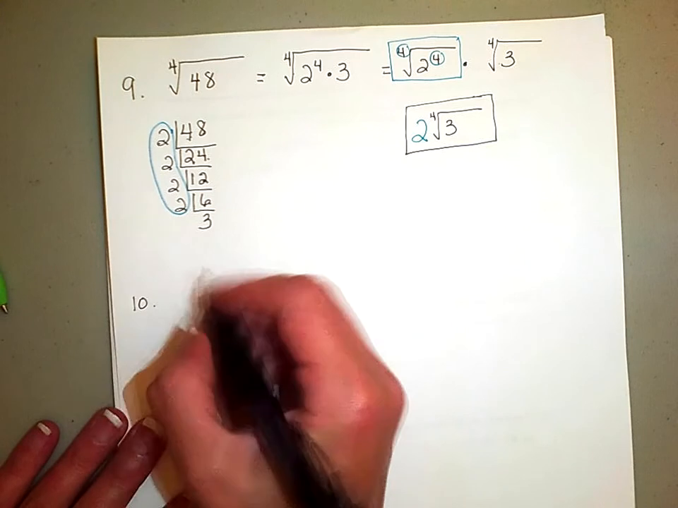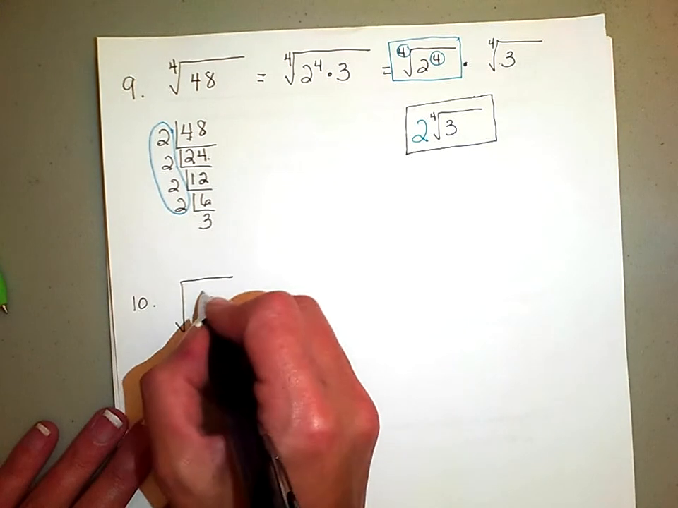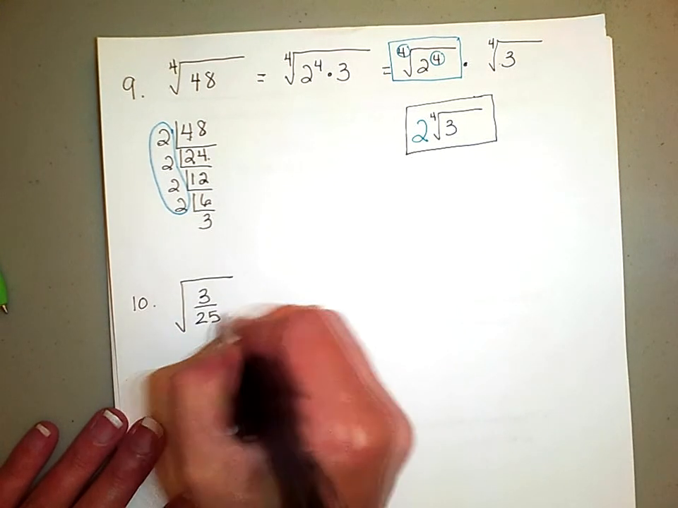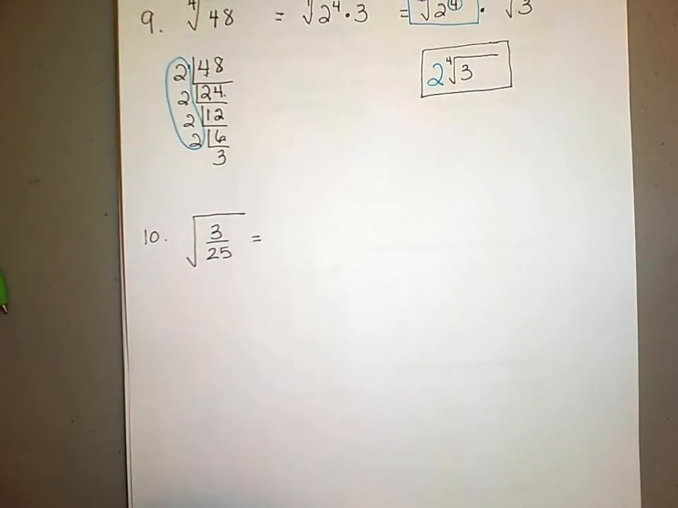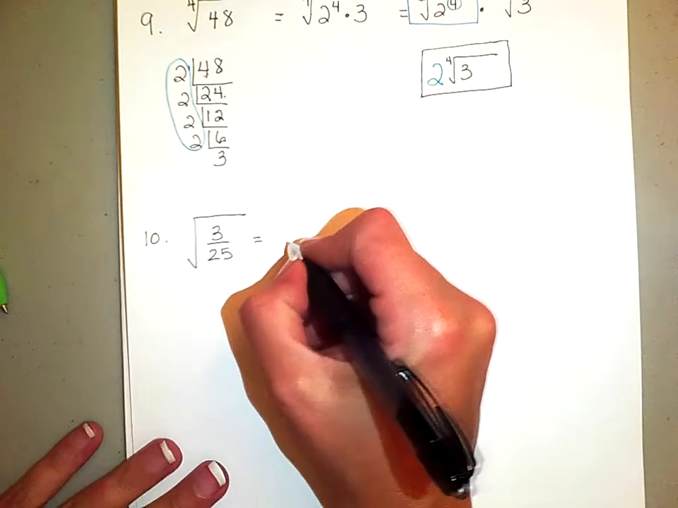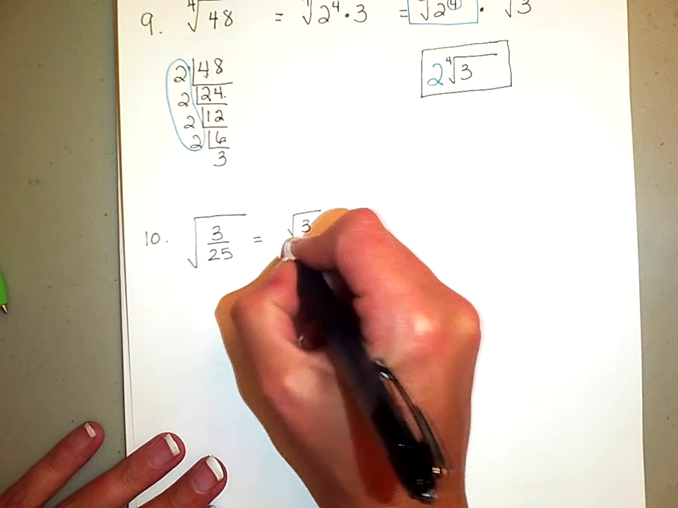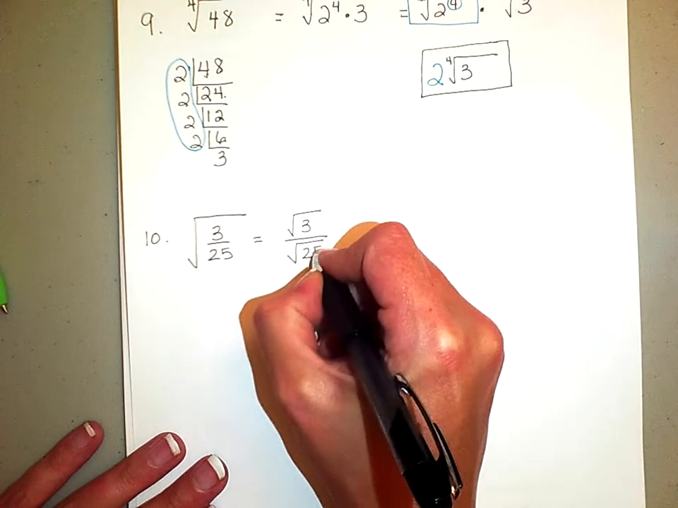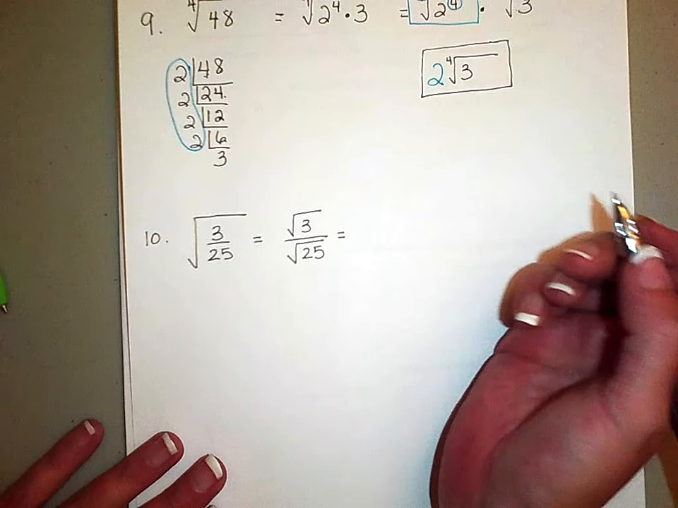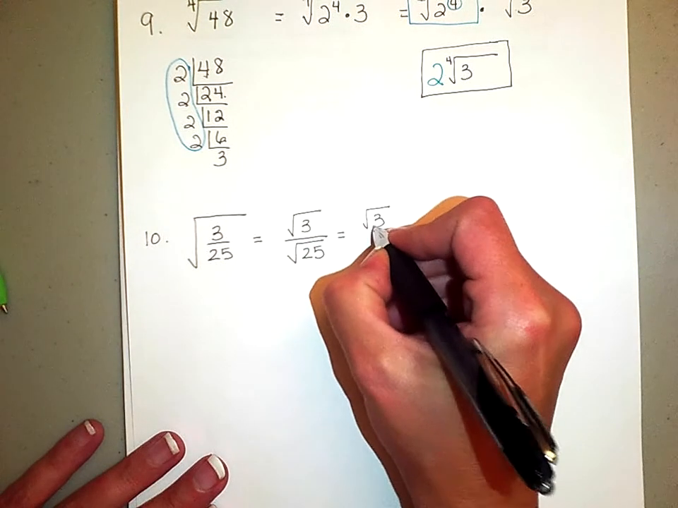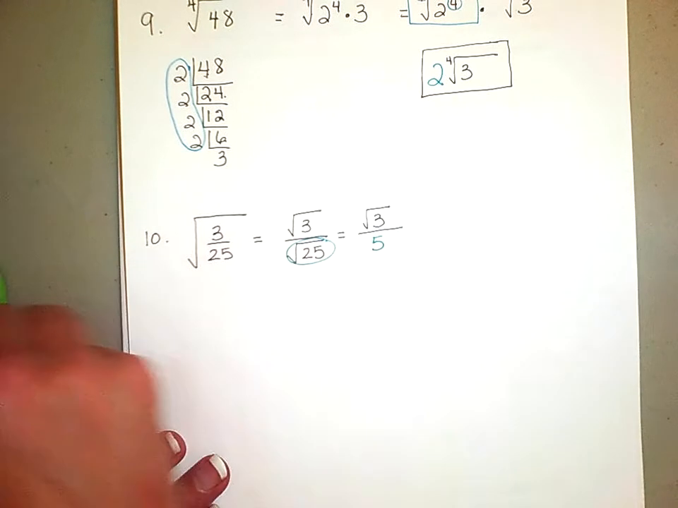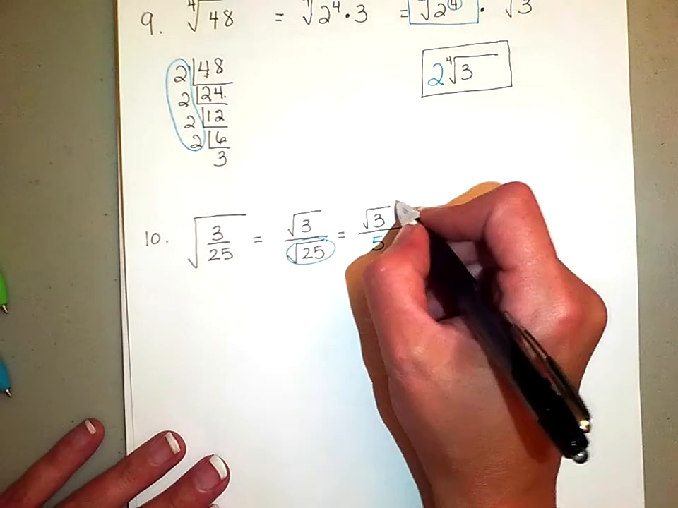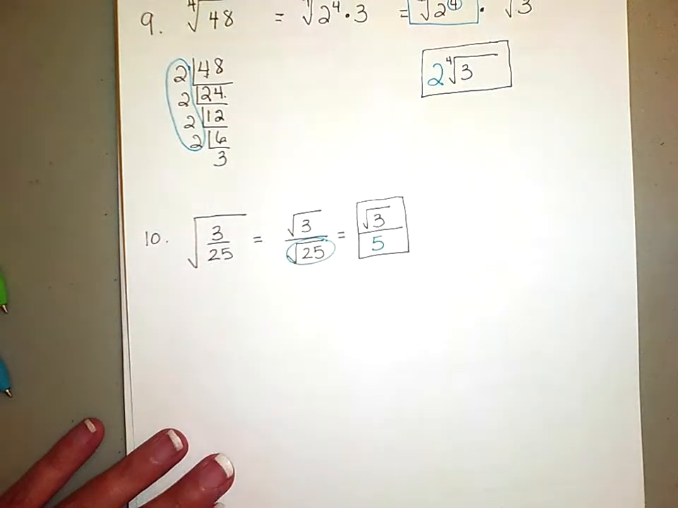Number 10. We could look at the square root of 3 25ths. Now we will use our rule number 3 that says that if you have the square root of a fraction, that's the same thing as the square root of the numerator over the square root of the denominator. Now the square root of 3 cannot be simplified, but we know that the square root of 25 is 5. So in this way, we've simplified the radical.